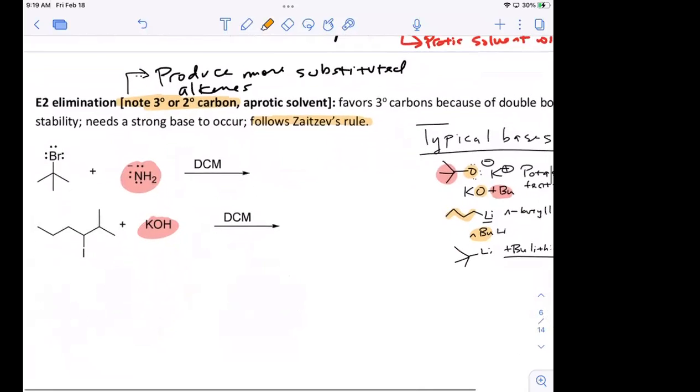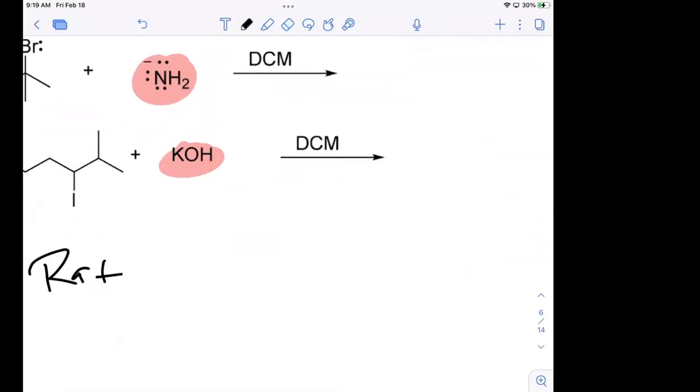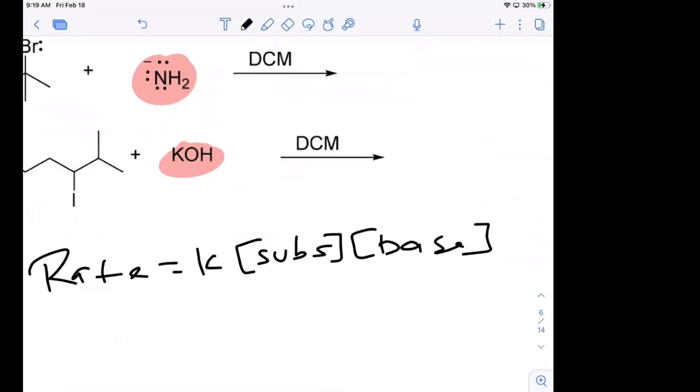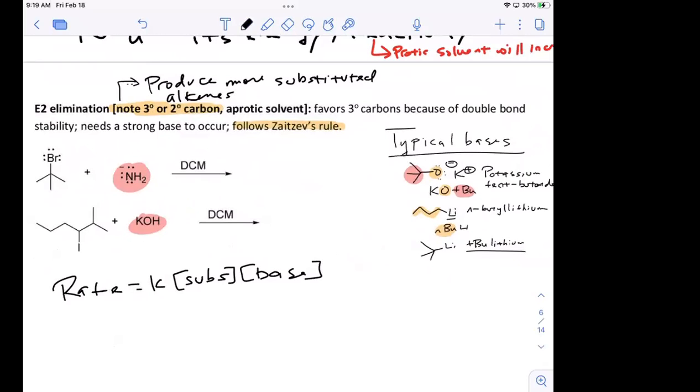What do you think the rate law is for an E2? If we're comparing this with an SN2, it's bimolecular and it's concerted. What do you think the rate law is for E2? Would it be dependent on the substrate and the nucleophile too? Well, in this case, it's the base. Oh, the base. Yeah. But you're right. The rate is k times the substrate times the base.